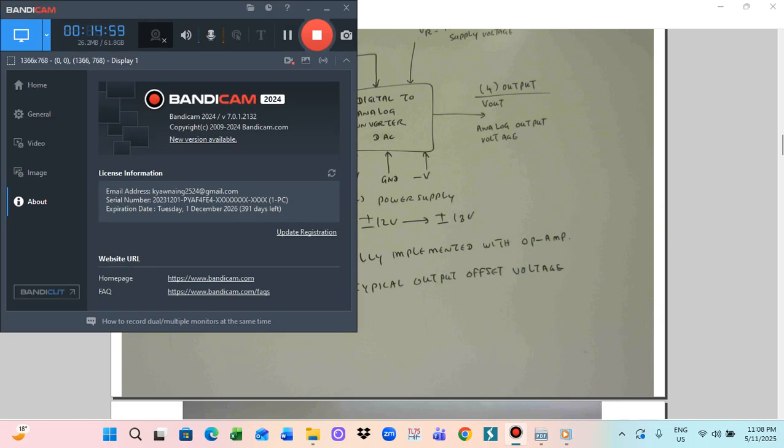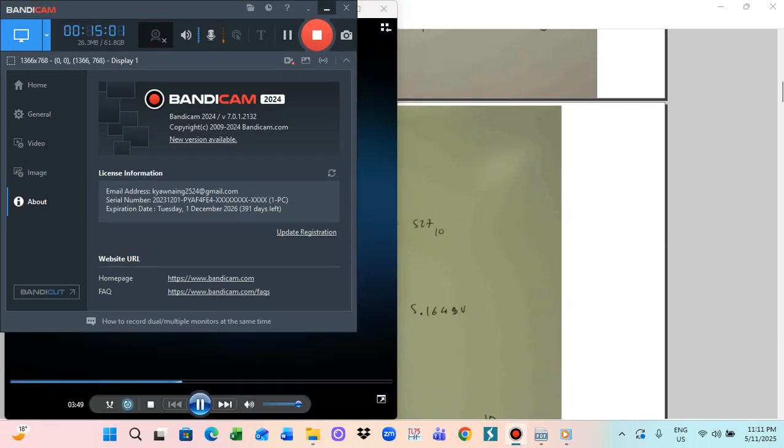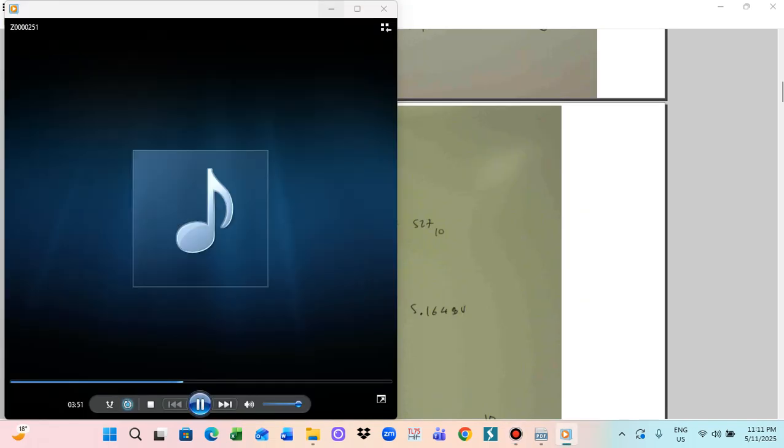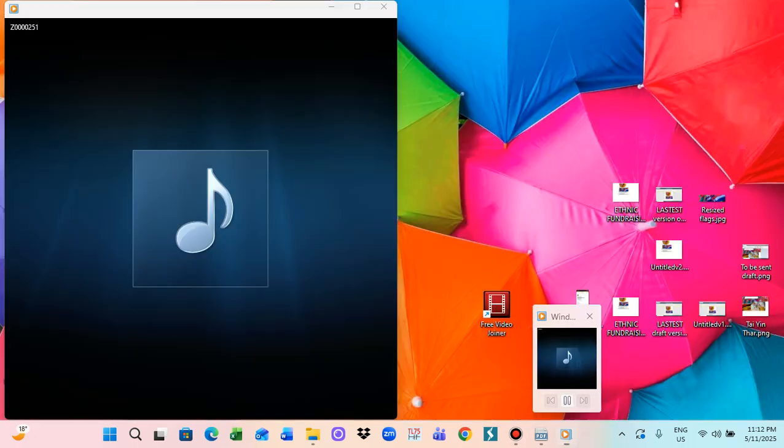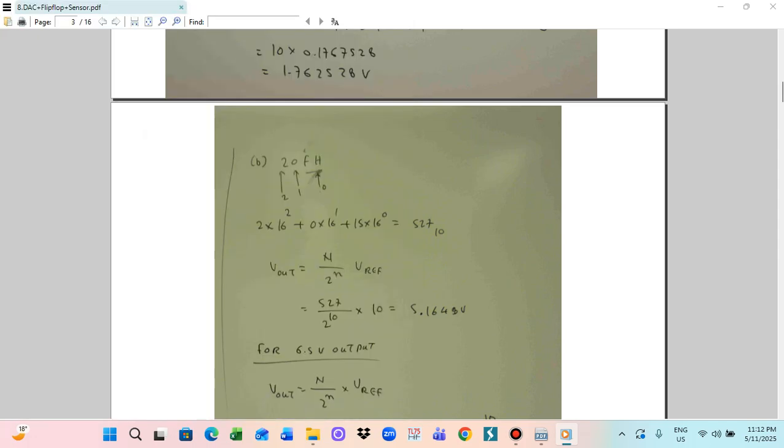So now we have the 527 bits. After you get the 527, we have to use this: VR is equal to n divided by 2 power n, and then multiplied with the reference. Here n is 527, and 2 power n is 2 power 10. 527 in hexadecimal system is 20F.